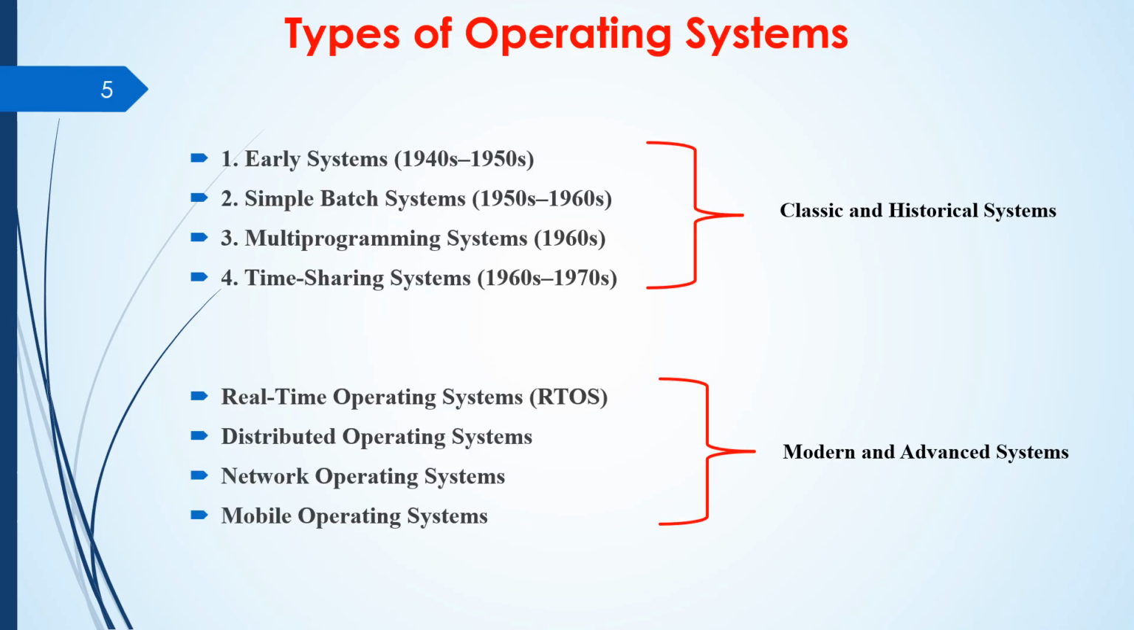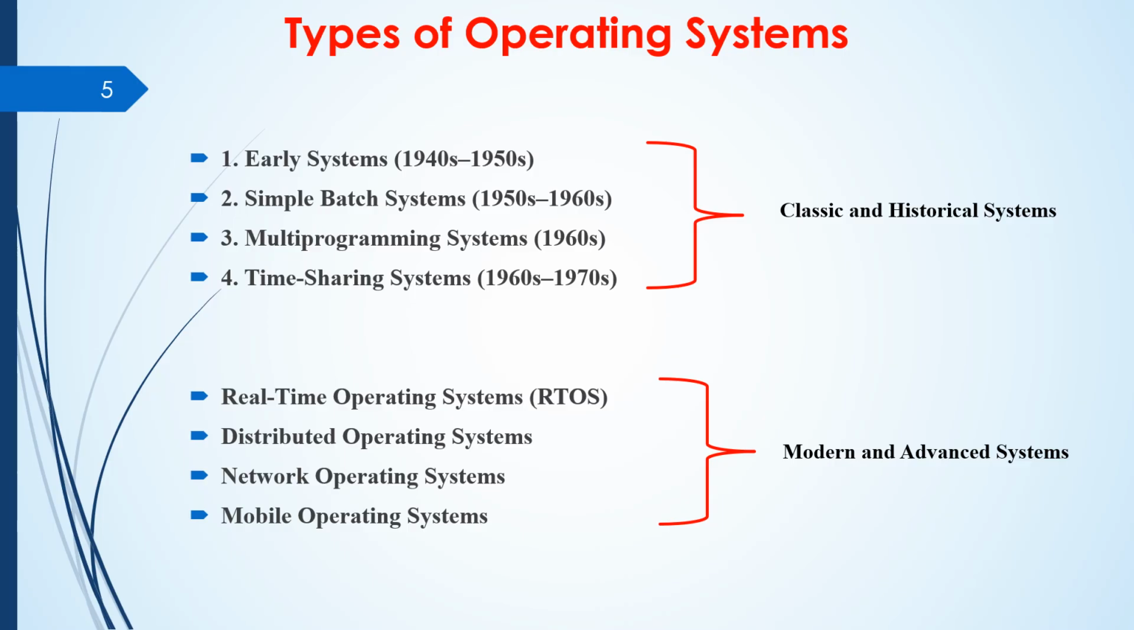Now, let's take a look at types of operating systems. On the slides, the first four types are classical and historical operating systems. These are early designs that laid the foundation for modern operating systems. The second group includes more modern and advanced operating systems. They incorporate features like multitasking, virtual memory, and improved user interfaces, which make them suitable for today's desktops, servers, and mobile devices.